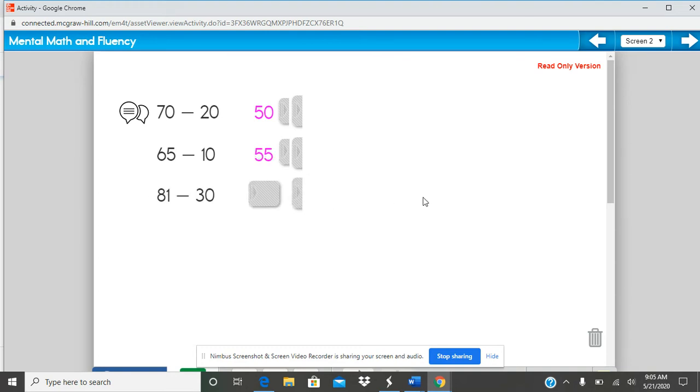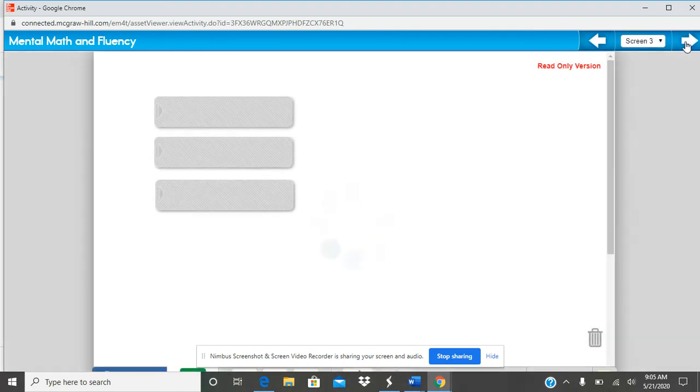We have 81 minus 30. Again, we're going to keep that number in the ones place. Nothing's going to change there. And it's just the tens place changing. So 8 minus 3 is where the change is happening. So 81 minus 30 gives us 51. Excellent. And level 3, moving on.